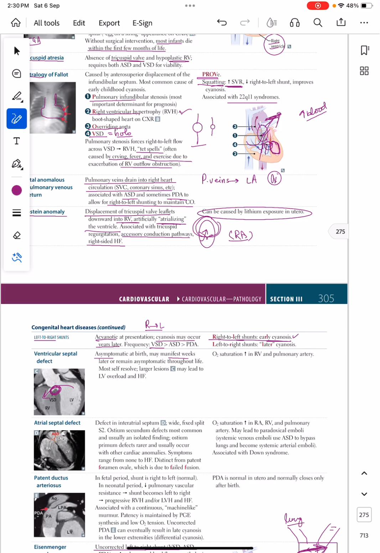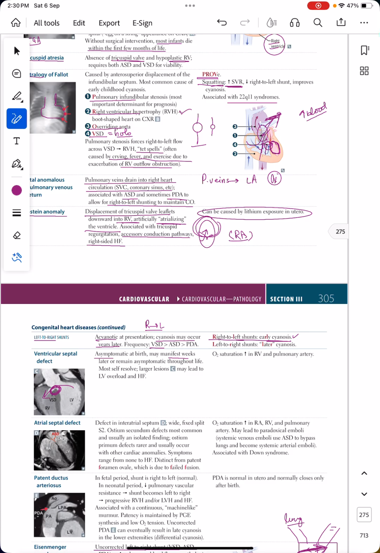So in VSD, the size of the VSD matters. If the size of the VSD is small, we call it restrictive type, and there is a very loud murmur at the small shunt. And whenever there is a large VSD, it is non-restrictive type, and the murmur is very faint.